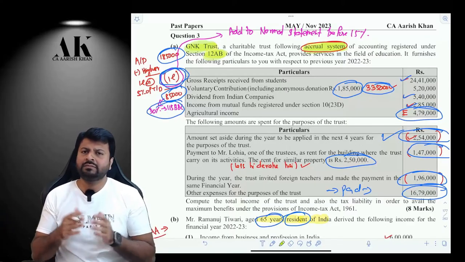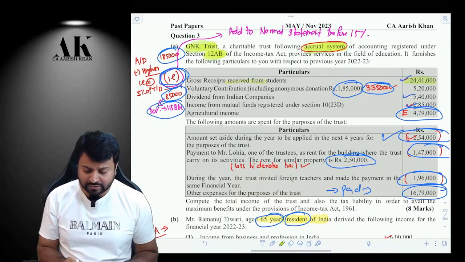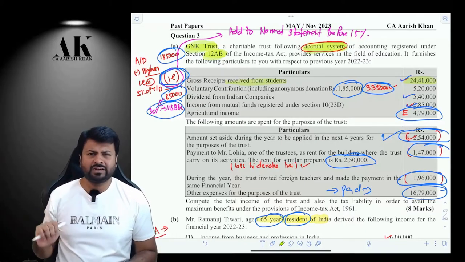Then total income will come and then we'll apply the tax. Now the very first thing over here is 24,41,000. You have received some money from students, so you put that particular thing in your income statement.